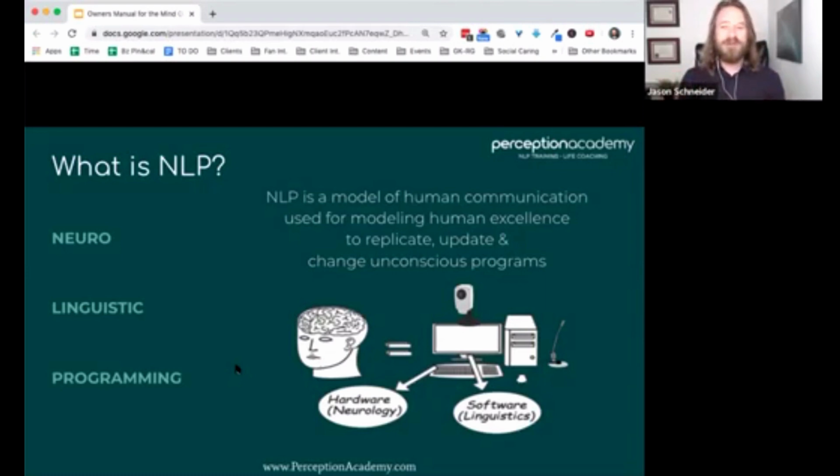So that's neuro-linguistic programming in a nutshell. It's a model of human communication, how your mind's communicating with your body, also how you communicate with others, and how others communicate with you, so that you can model the highest and best of human potential, so that you can replicate, update, and change programs of psychological unconscious programming.